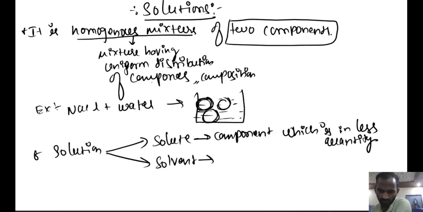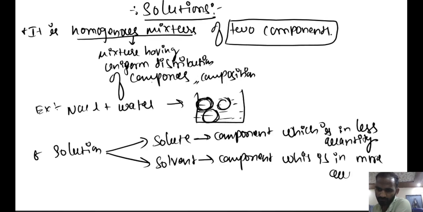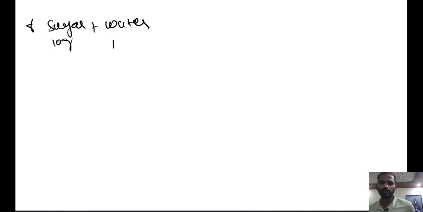We will consider it as a solute, and the component which is in more quantity we will call a solvent. Now with an example we will consider what is solvent and what is solute. Suppose I have a solution that contains 10 gram of sugar in water. How much water? I will take around 100 ml of water. So now I will get one solution, that is called sugar solution.